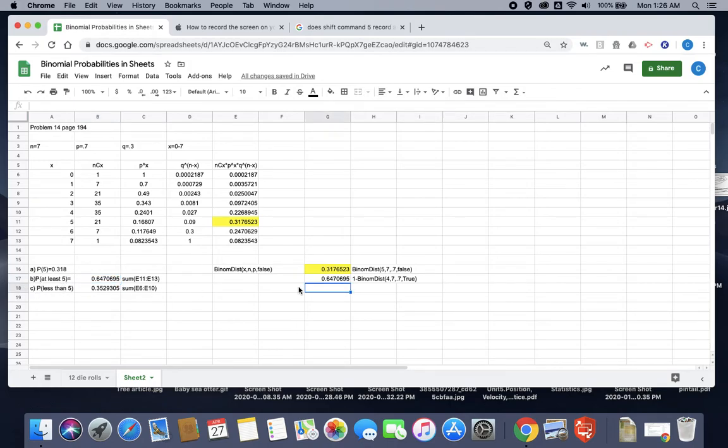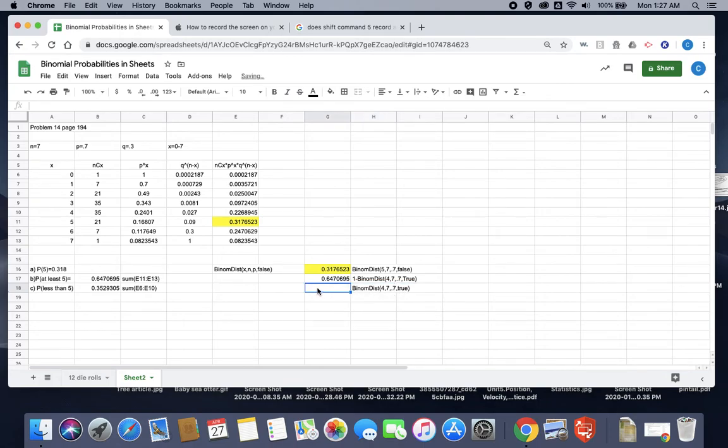Down here at the bottom, less than 5, that's a little bit easier because we can do that by just doing binomial distribution. So we're going to do binomial distribution. We want less than 5, so we want 0, 1, 2, 3, and 4. We actually already did that up above. 4, 7, 0.7, true. We do want it to find the sum.